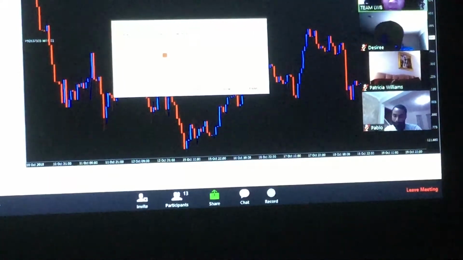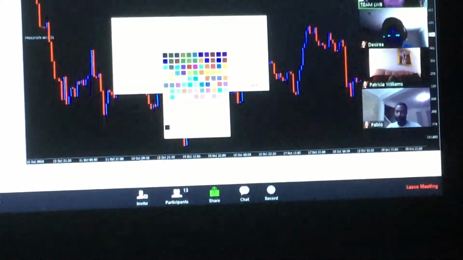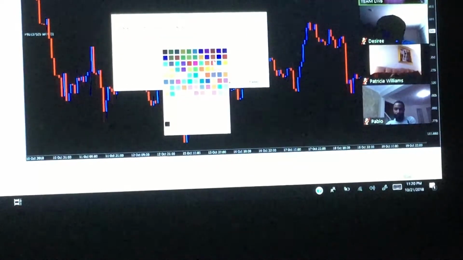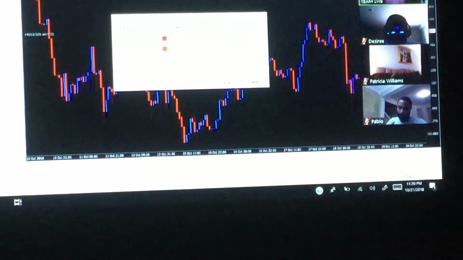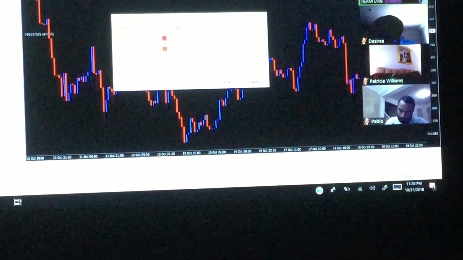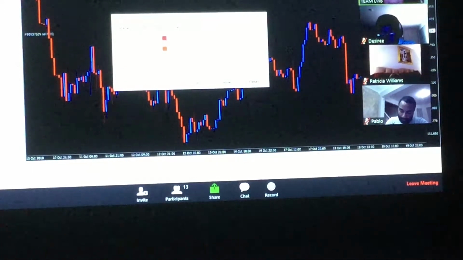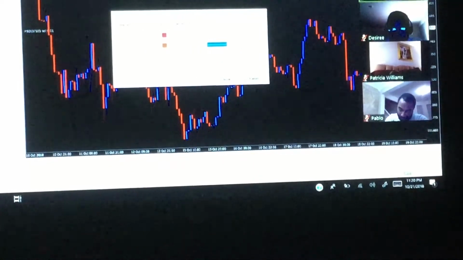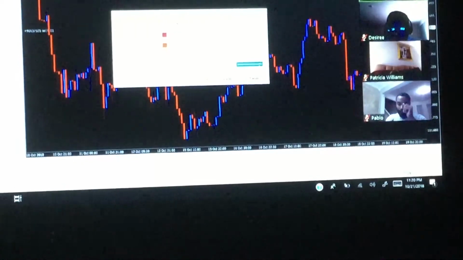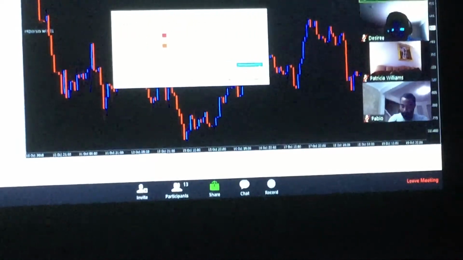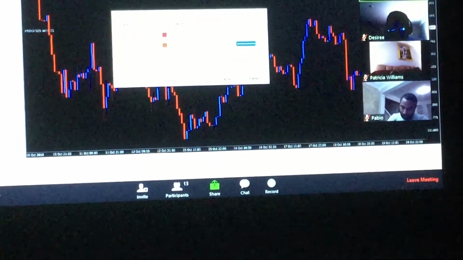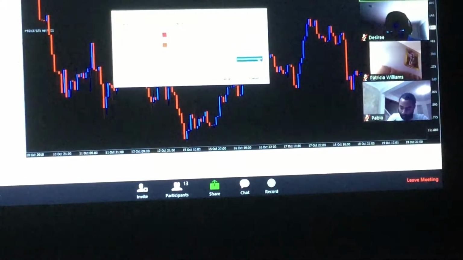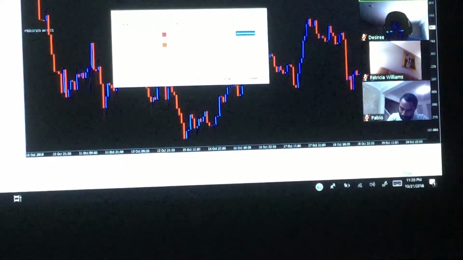My colors on my main should be crimson or red. I like crimson for main. The signal should be red. I'm going to make sure this next one is a line, not a dotted line. And then I'm going to put a little bit thicker for my signal line. A little thicker for my main line.